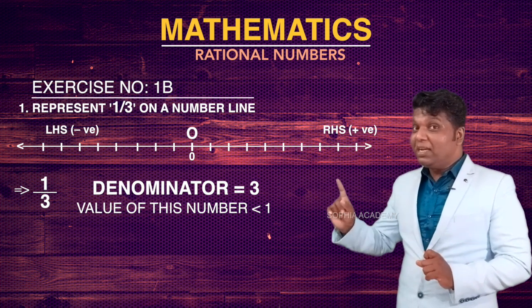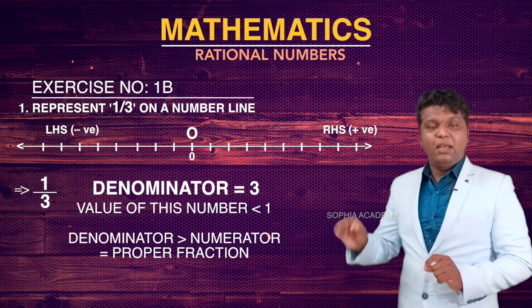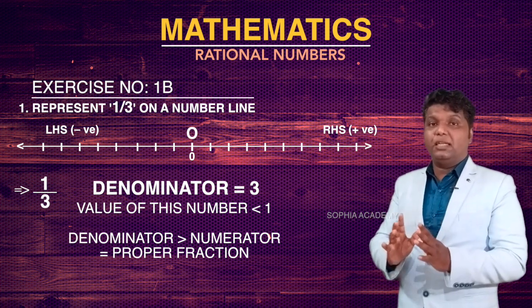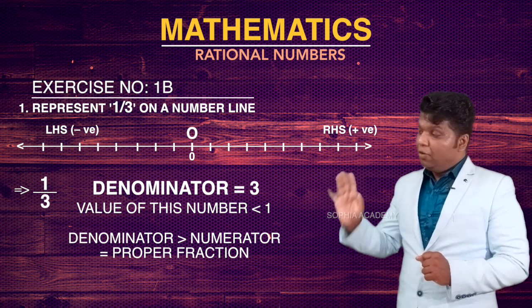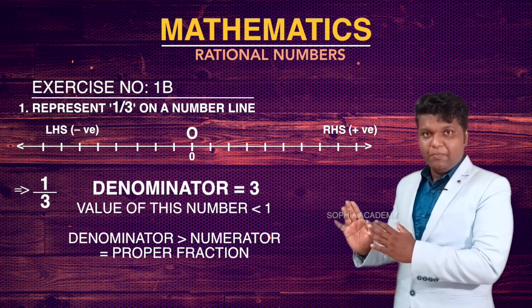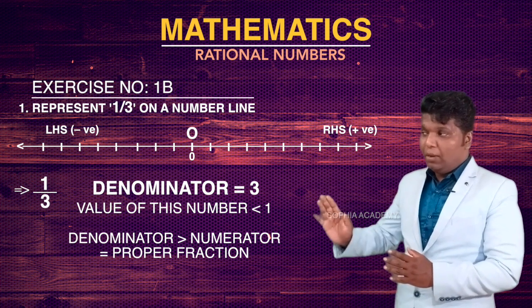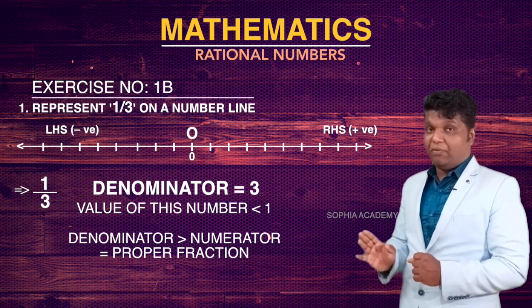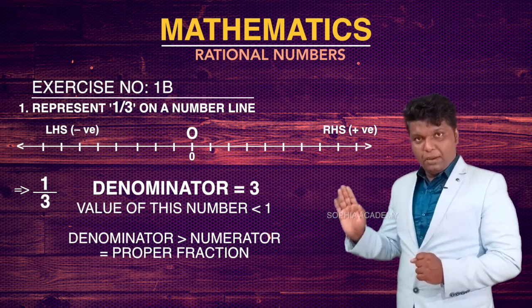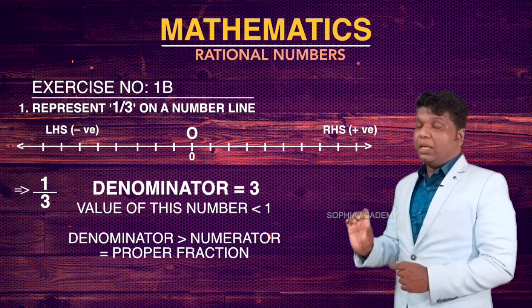So if the numerator is smaller and the denominator is greater than the numerator, then that is what we call a proper fraction. For every proper fraction, the value of the fraction will always be less than 1. Maximum it will be 1. It will never become greater than 1. Now here 1 by 3, we know that it is a proper fraction, and as the value lies below 1, definitely it is inside this first unit. So keep this in mind.